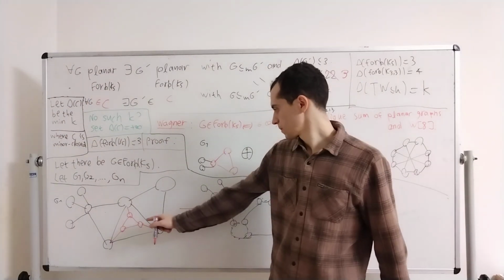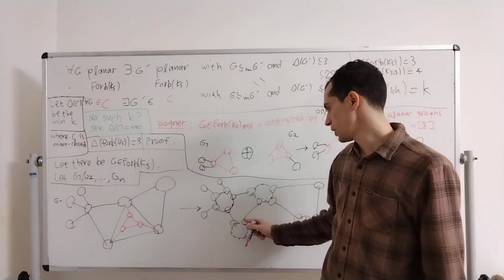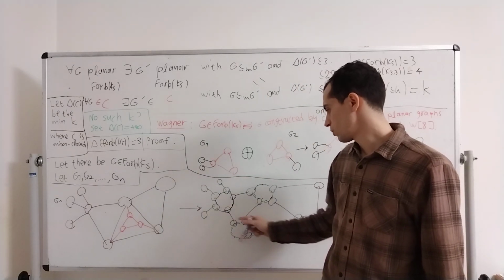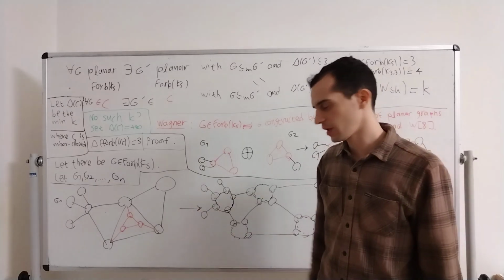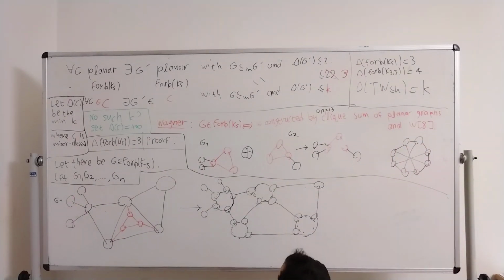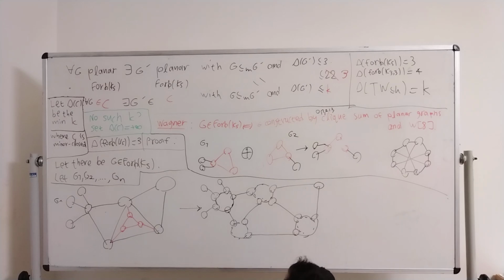And when we go to do the same inflation, we don't inflate the red triangle. So an extra guy will appear here.